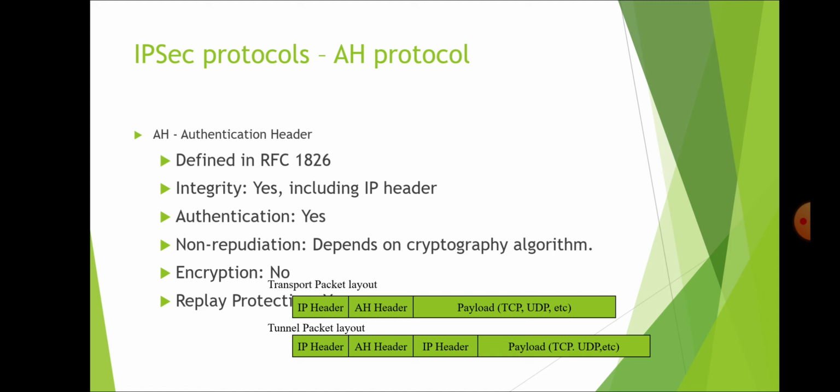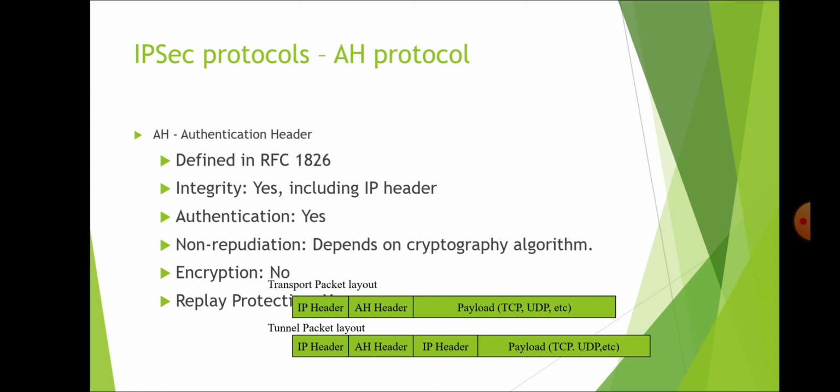First we will see the IPsec protocol, the authentication header protocol. It is defined in RFC 1826, and integrity is provided, including the IP header. Where exactly is this authentication header included? It is included in the IP header. Is authentication available? Yes, it provides authentication. Non-repudiation depends on the cryptography algorithm, that is, on whatever algorithm is used.